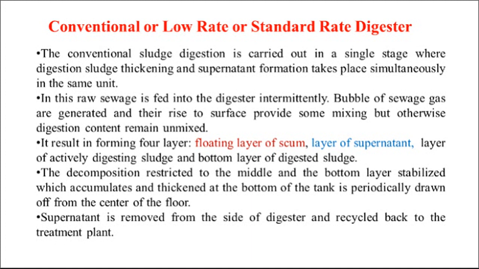It results in forming 4 layers. The first layer is a floating layer of scum, the second is a layer of supernatant, the third is a layer of actively digesting sludge, and the fourth is a bottom layer of digested sludge. The decomposition is restricted to the middle and bottom layers. Stabilized sludge, which accumulates and thickens at the bottom of the tank, is periodically drawn off from the center of the floor. The supernatant is removed from the side of the digester and recycled back to the treatment plant.